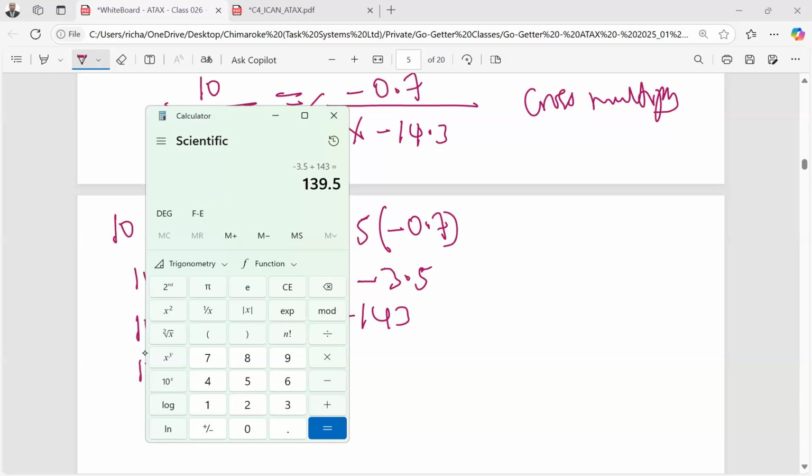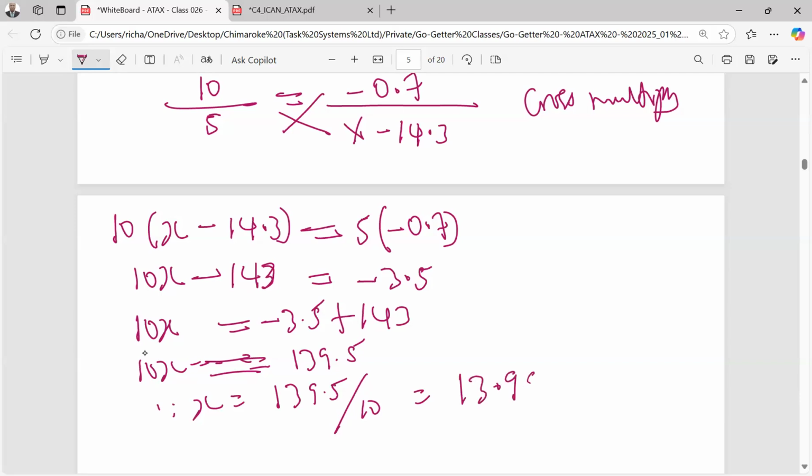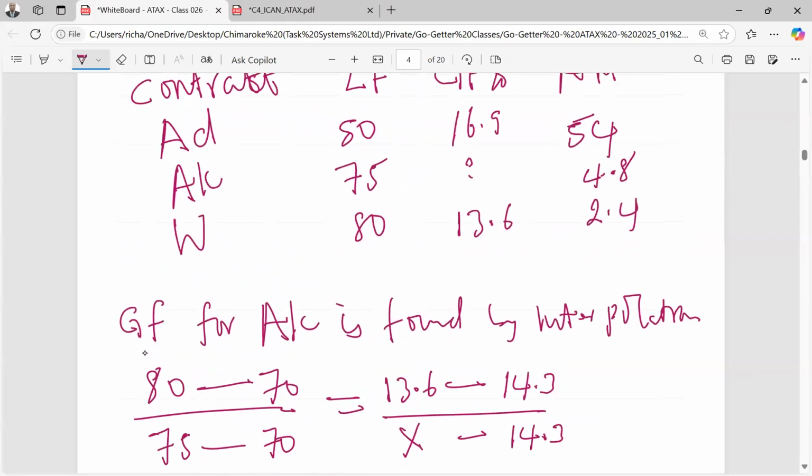Yeah. So that will be equal to positive figure 139.5. Therefore, x will be 139.5 divided by 10, giving you 13.95. So you will come here and say this is 13.95.